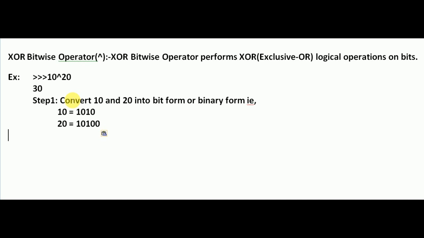Here we have step 1, that is, convert 10 and 20 into bit form or binary form. 10 equals 1010. This is the binary value of 10. This is the binary value of 20.